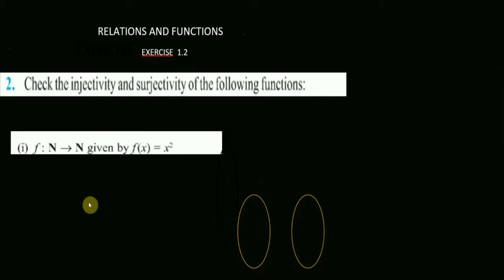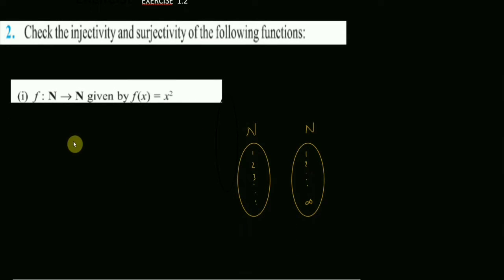Hello students, today we'll do exercise 1.2 question number 2. Check the injectivity and surjectivity of the following functions. f is from N to N given by f(x) = x². So we have to first check whether the function is 1 to 1.